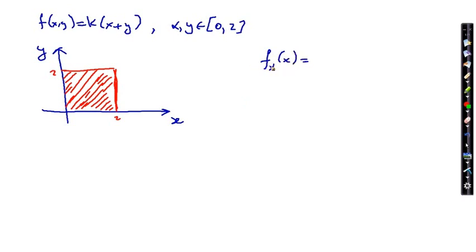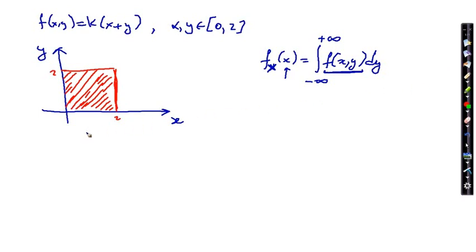So the marginal PDF for random variable capital X, at the point small x. I'm remembering that I need to integrate out the variable y from the joint PDF. So I'm integrating from minus infinity to plus infinity the joint PDF with respect to y. This is the general formula. Now I need to calculate this for my particular case. So I need to consider different values of x, because for different values of x, this will be different.